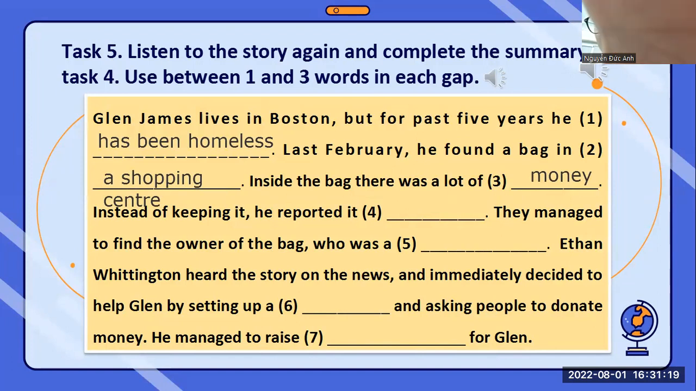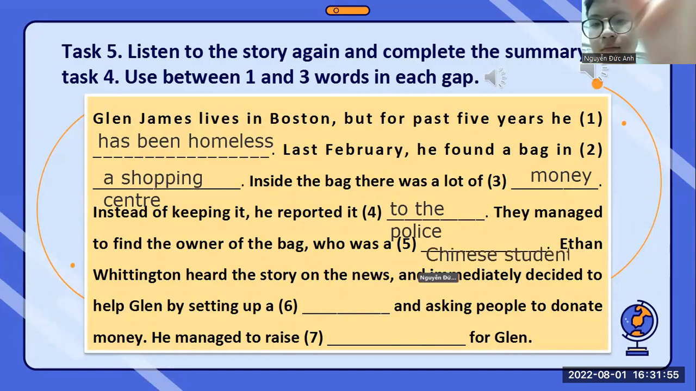who was visiting Boston. When Ethan Whittington, a manager at an advertising agency, heard the story on the news, he decided to help James. He wanted to make life better for him. 26-year-old Whittington set up a website where people could donate money to James. He hoped to raise $50,000, but soon there was over $100,000. James is surprised and delighted at receiving the money. "I was only doing the right thing," he says. "Now I'll have enough money to open a bank account."